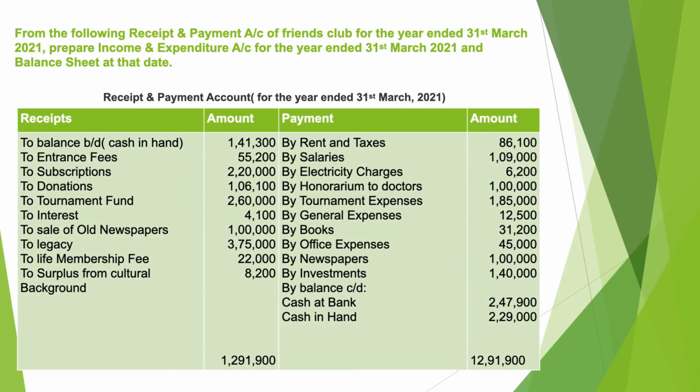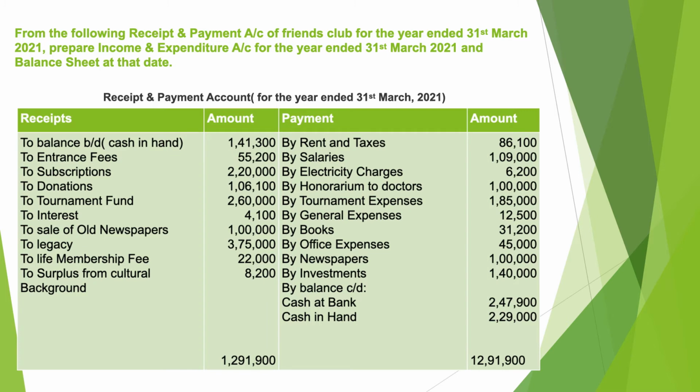Now let us study one full-fledged question of a non-profit organization, where we will be studying the treatment of various items which we have studied in this video. From the following receipt and payment account of Friends Club for the year ended 31st March 2021, prepare the income and expenditure account for the year ended 31st March 2021 and balance sheet as at that date.